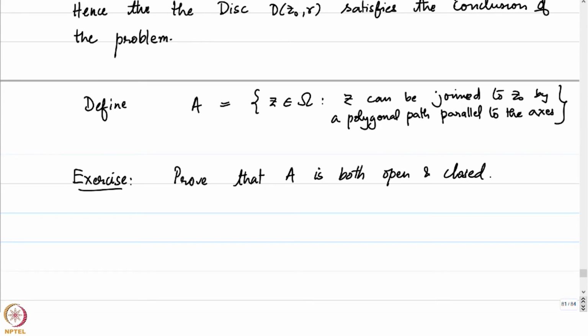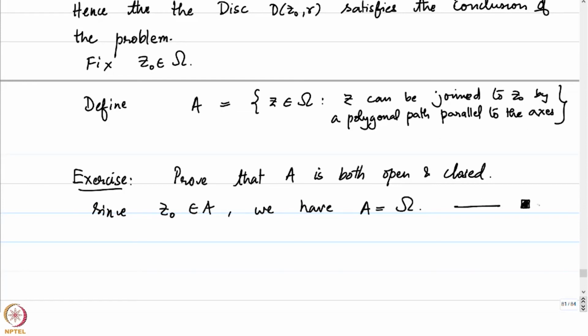A complement will be open by showing that every point will be an interior point. And with this, we will show that, since z0 itself is a point in A, so we have fixed a z0 in omega before we started defining A, and because z0 is a point in A, we have A is equal to omega. We are done. So connectedness is actually kind of nice. We have some really nice paths which can be used to connect any 2 points in our given domain.